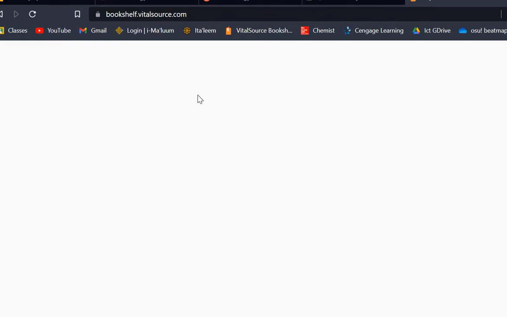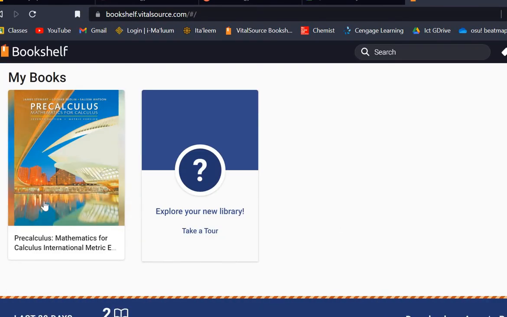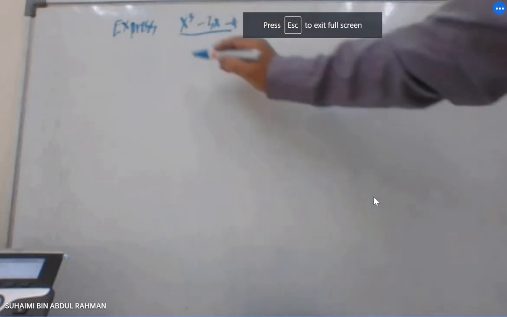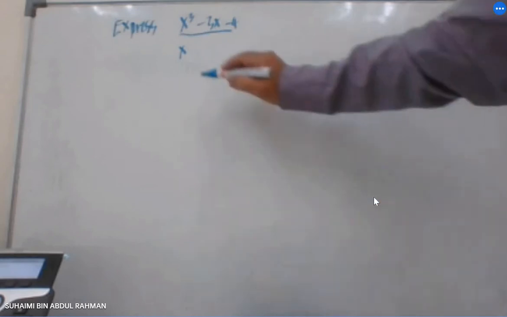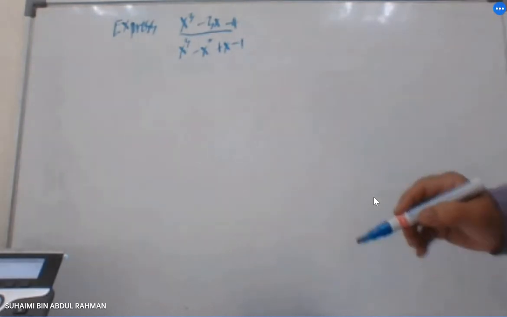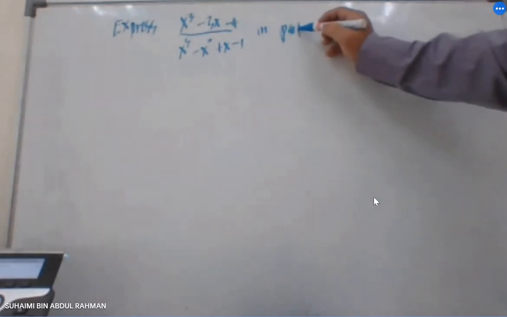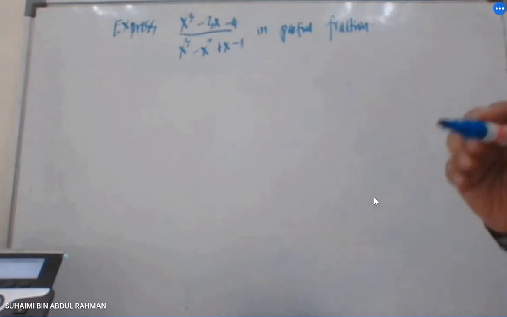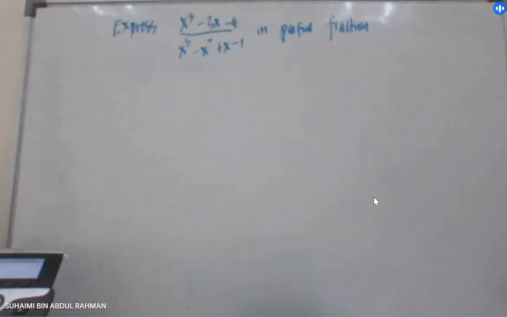Let's say the question: express x cubed minus 3x minus 4 over x cubed minus x squared plus x minus 1 in partial fractions, or we can say decompose it into partial fractions.